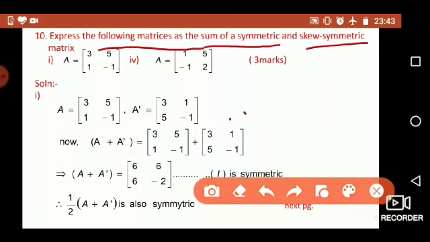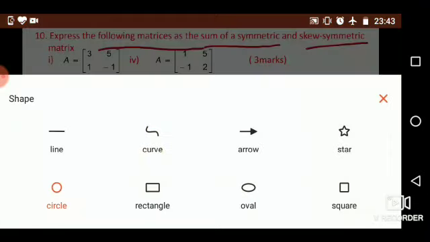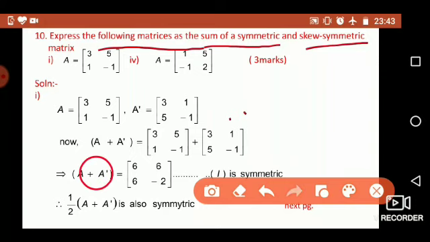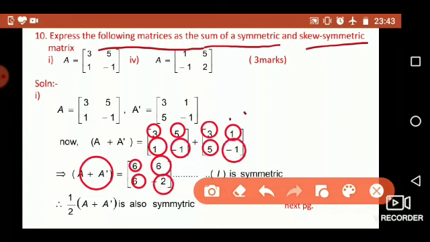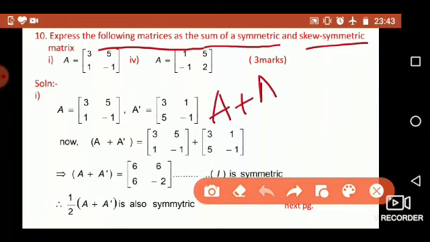Therefore, the sum of these two matrices is A plus A dash. 3 plus 3 gives 6. 5 plus 1 again gives 6. 1 plus 5 is equal to 6. Minus 1 plus minus 1 is minus 2. Therefore we denote this as equation number 1. Here A plus A dash is a symmetric matrix. Therefore 1 by 2 times A plus A dash is also a symmetric matrix, because scalar multiplication of a matrix is possible.